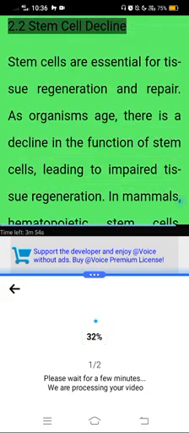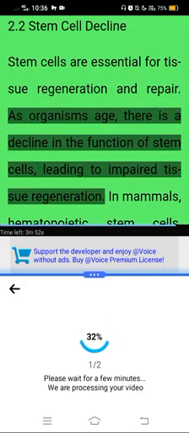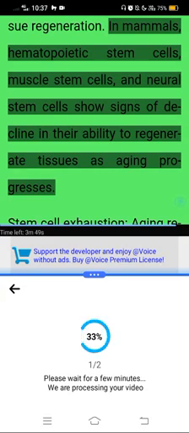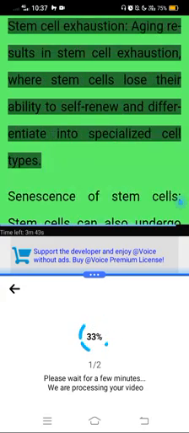2.2 Stem cell decline. Stem cells are essential for tissue regeneration and repair. As organisms age, there is a decline in the function of stem cells, leading to impaired tissue regeneration. In mammals, hematopoietic stem cells, muscle stem cells, and neural stem cells show signs of decline in their ability to regenerate tissues as aging progresses.